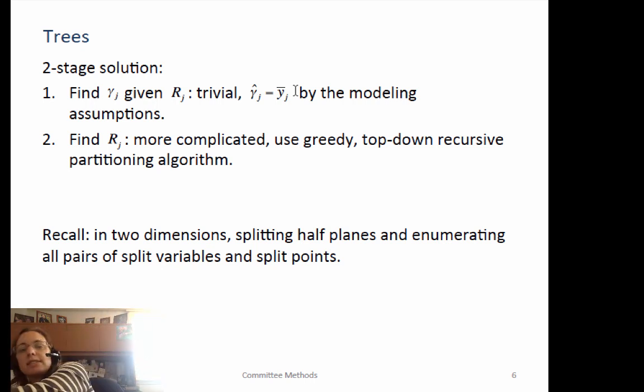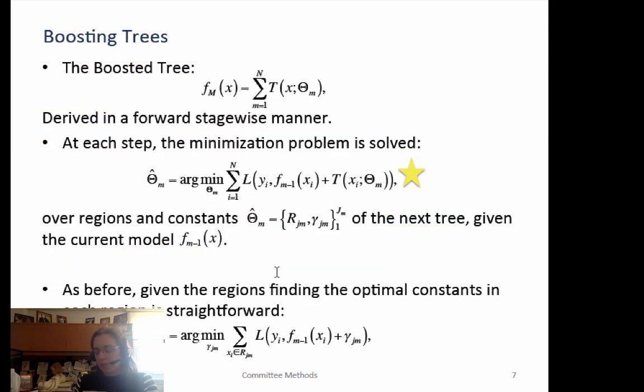But to actually find the regions, it's going to be a little bit more complicated. And it's even going to get more complicated when you think about finding these regions in an iterative way, because of course we've talked about AdaBoost, and we know that AdaBoost is an iterative method, and so by nature of an iterative method, we have a dependence on the iteration before. Okay? So in two dimensions, we understood this visually by splitting these different half planes and enumerating all the pairs of split variables and split points, so we could actually figure that out. Okay, the boosted tree is going to look a little bit different.